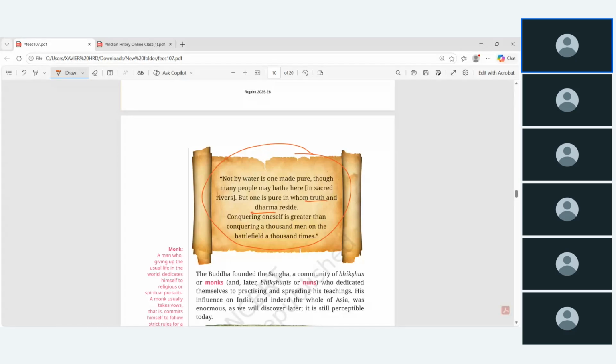Another one, this is more and more important: conquering oneself is greater than conquering 1,000 men on the battlefield 1,000 times. You can write this down separately like a quote.